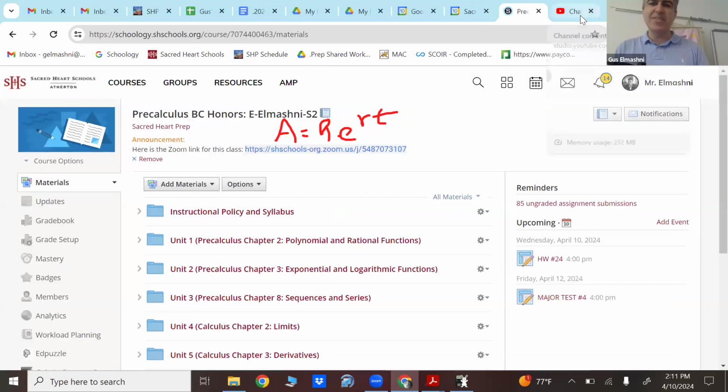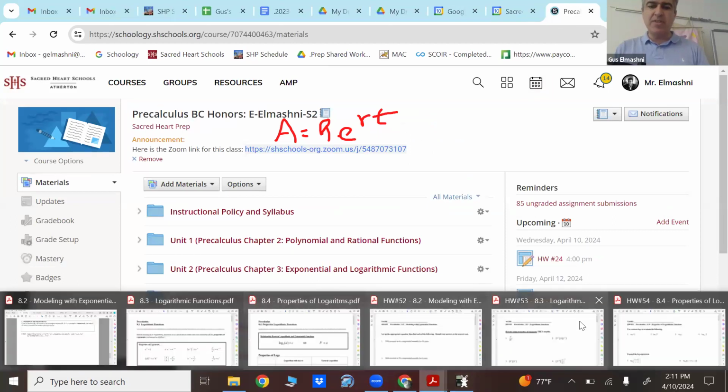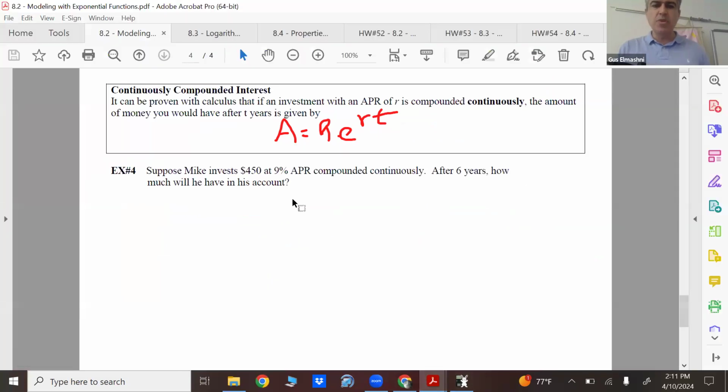So anyway, it's all this kind of neat stuff. I always kind of like this stuff. Anyway, let's keep moving, guys, so I don't get sidetracked here. So let's work this out. Mike invests that much money, compound continuously, so you do this.